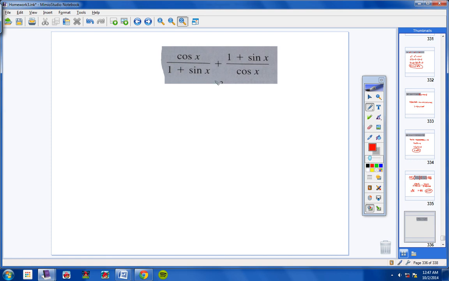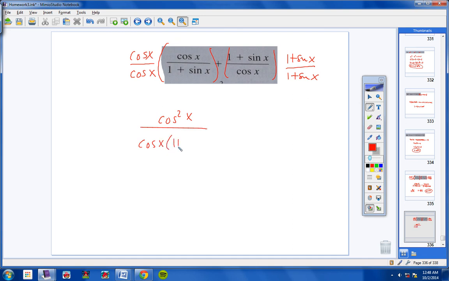Now, I want to get a common denominator, so I'm going to multiply this fraction here by this denominator over here. So cosine over cosine, okay? I'm going to multiply this fraction here by this denominator over here. So 1 plus sine x over 1 plus sine x. Now, cosine times cosine is cosine squared, all over cosine x times 1 plus sine x.